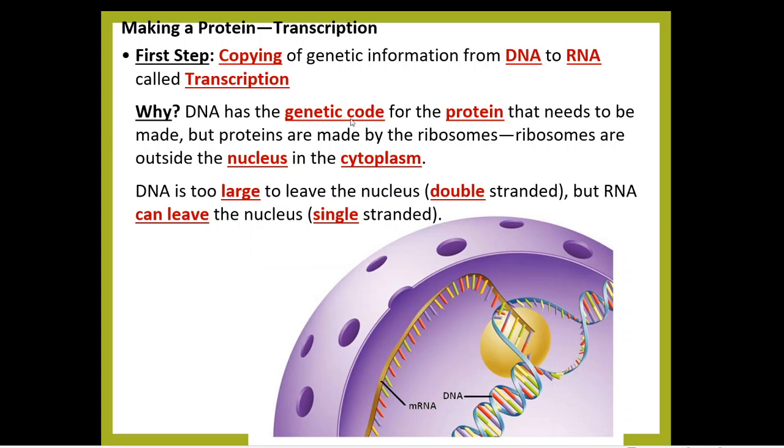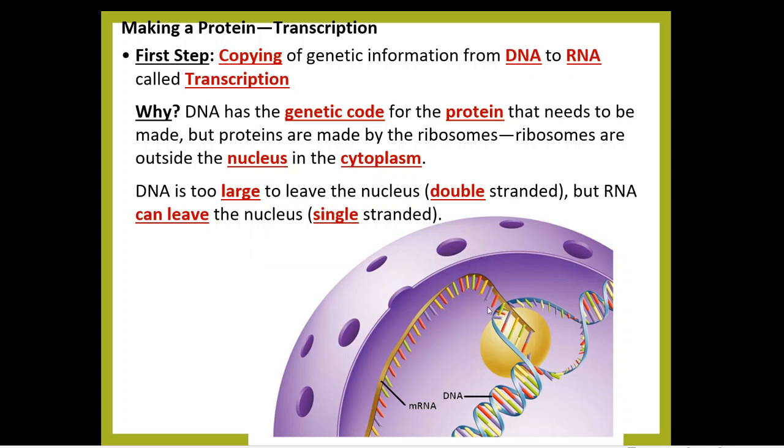DNA has a genetic code for the protein that needs to be made, but proteins are made by the ribosomes. So the ribosomes have to read it. And the ribosomes are outside the nucleus in the cytoplasm, those little things. DNA is too large to leave the nucleus. It's all wound up, really tight inside there, but it can't come out through these holes of the nucleus.